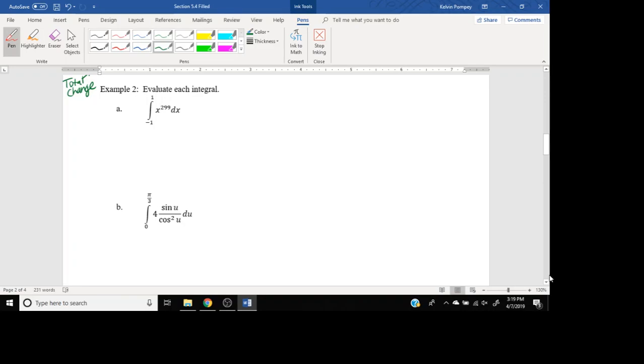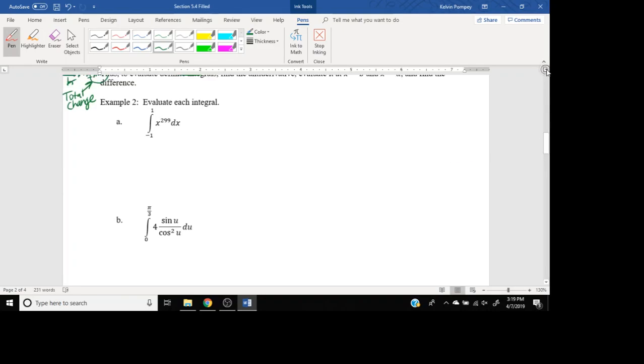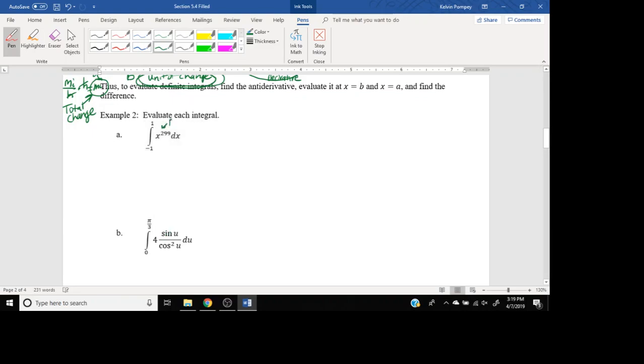All right, so let's go to this integral here. The integral from -1 to 1 of x to the 299 dx, right? I want to evaluate this integral. And basically what this says is that this is my little function f of x. And this is going to equal capital F of b minus capital F of a. And that capital F is the antiderivative. Okay? And so what we're going to do first is find the antiderivative.